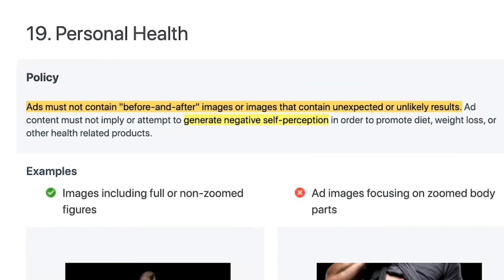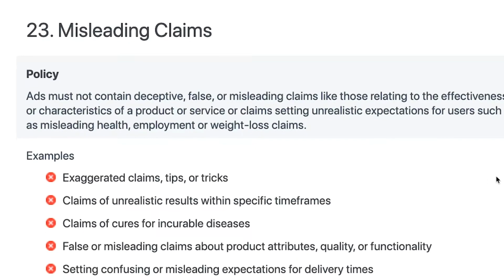Next up is going to be 23, misleading claims. Now, if I was to pick out the most common issue that people have, the one thing on all of Facebook ad policy that generates the most headaches, complaints, frustrations, people coming to me asking for help, confused, tearing their hair out, it would be this one, misleading claims. So let's take a look. Policy. Ads must not contain deceptive, false, or misleading claims. All right. Like those relating to the effectiveness or characteristics of a product or service, or claims setting unrealistic expectations for users. Okay, these are the two keys here, such as misleading health, employment, or weight loss claims.